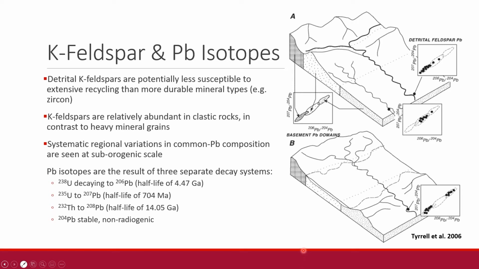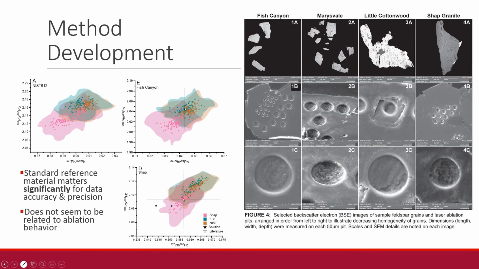So we know this works as a provenance indicator. It's been shown in a number of different areas that it works, but we want to know if it works in the Cretaceous Western Interior Seaway and the Kaiparowits Plateau. When we began investigating how to collect this data and analyze it, we ran into a couple of concerns right away.